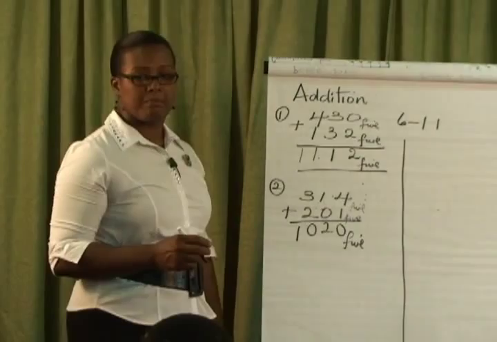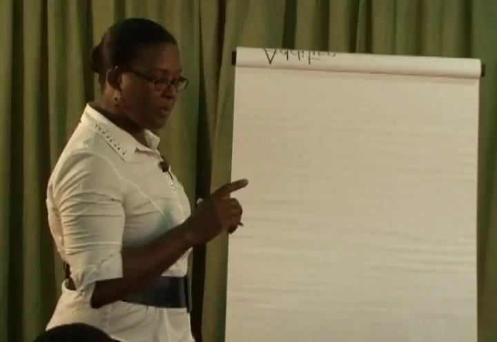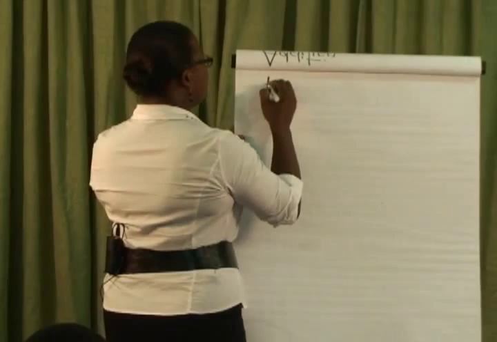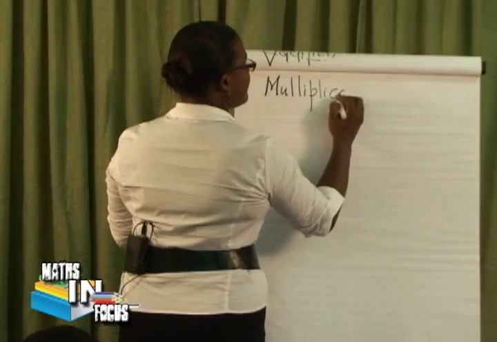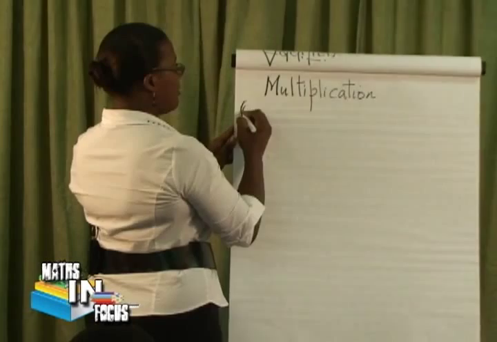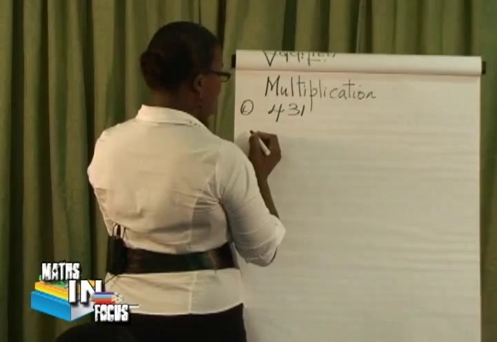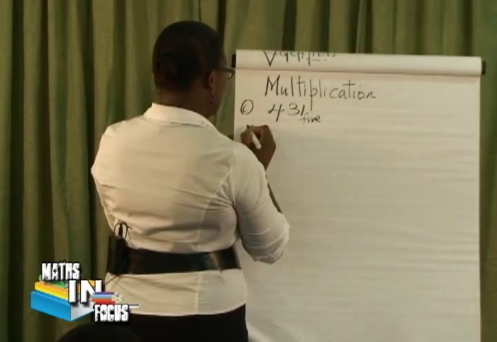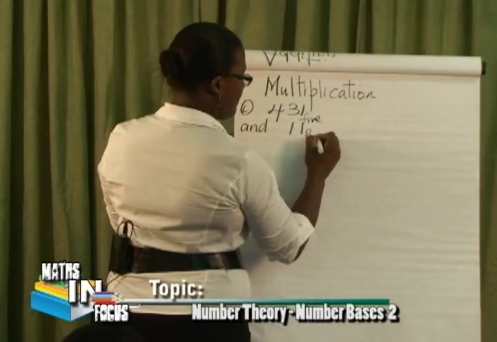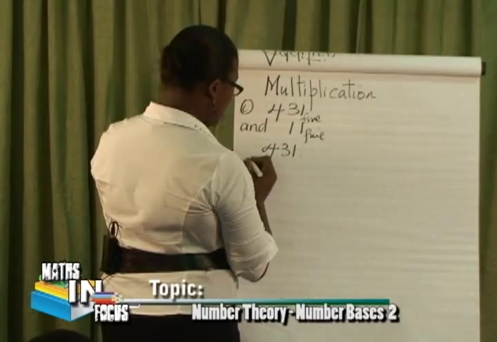So here we have performed the operation of addition. Now we're going to move from addition to multiplication. So our first example would be 4, 3, 1, and we want to find the product of that and 1, 1. So we set them down. 4, 3, 1 multiplied by 1, 1, 1.